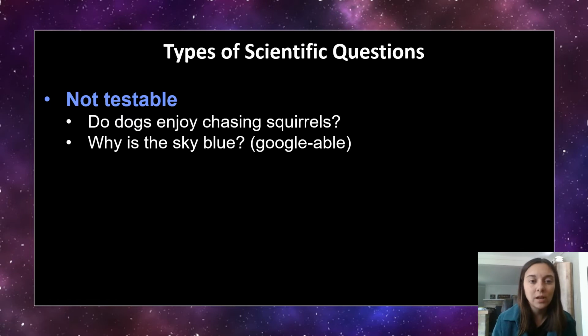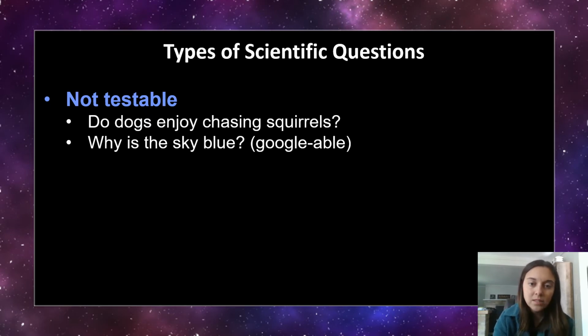Now, types of scientific questions that can be asked. You might ask a question that is not testable, meaning you could not conduct an experiment based on that question. So maybe I'm watching my dog play around in the yard and I'm wondering, do dogs enjoy chasing squirrels? Well, what's wrong with that question is, how do I measure the enjoyment of my dog? Maybe you're going to base it off of whether the dog is wagging its tail or not. Well, it's pretty hard. We can't ask our dogs, are you enjoying yourself? We might be able to know, but it's really not a testable question.